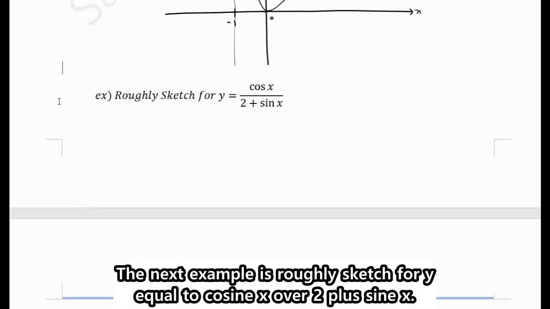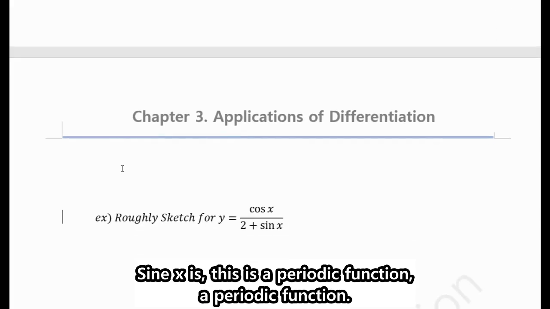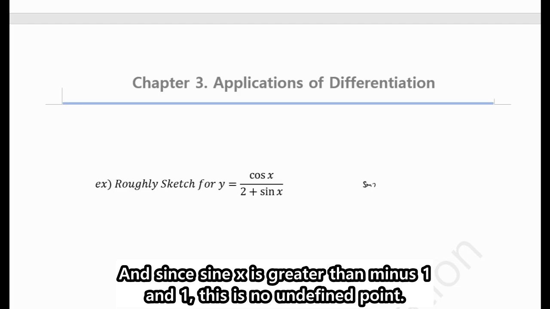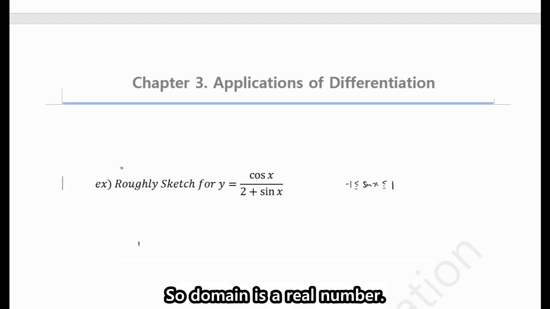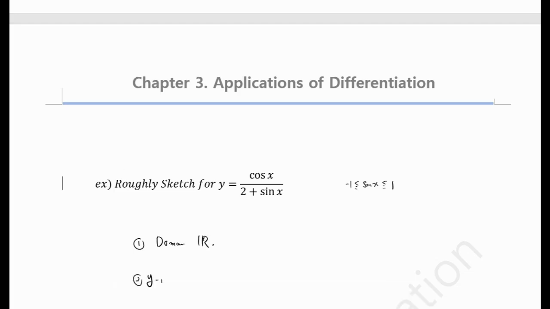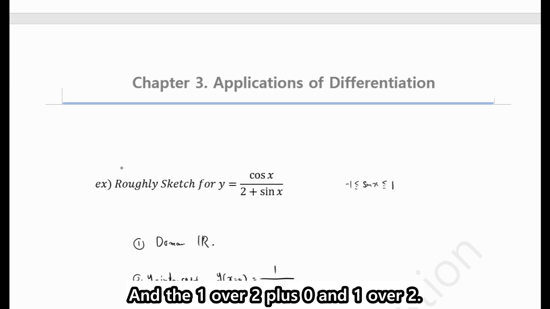The next example is to sketch y equals cosine x over 2 plus sine x. Sine x is a periodic function, and since sine x is between minus 1 and 1, there is no undefined point. So the domain is all real numbers. Second is the y-intercept. That is y at x equals 0, which is 1 over 2 plus 0, so 1 over 2.